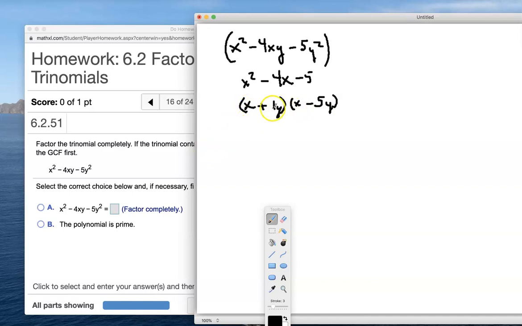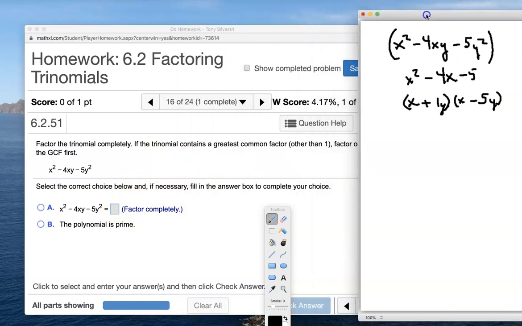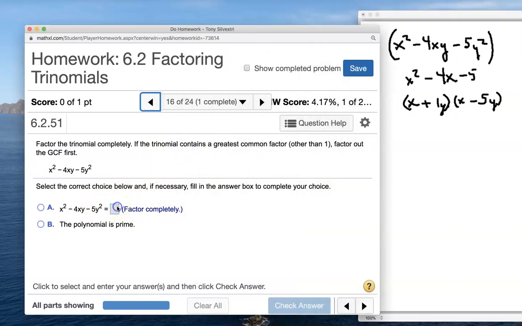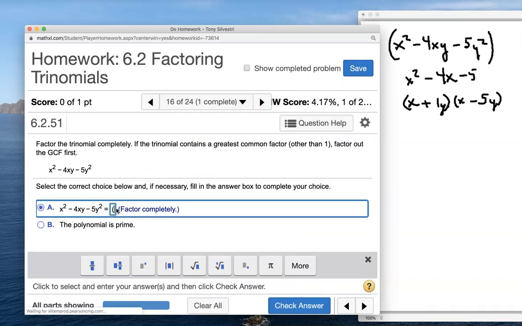Now, this looks correct. And I think the computer will actually take x plus 1y. Let me write that down here. Okay. The computer will actually take it. It's just that it doesn't look good putting 1y. I mean, why didn't we put down 1x? It's not good looking to mathematicians to see a 1y.